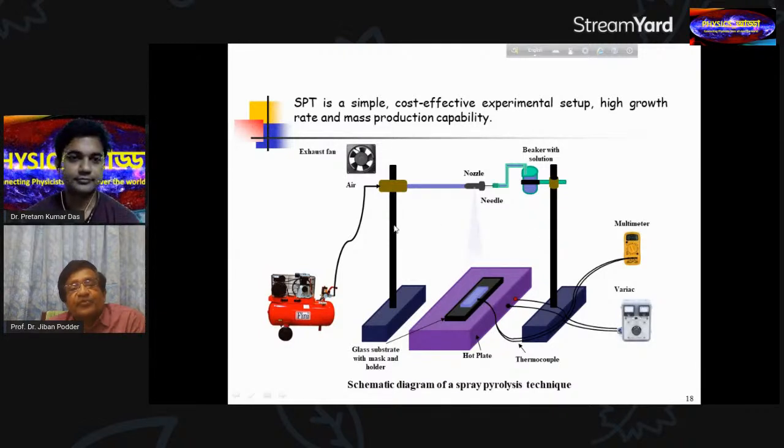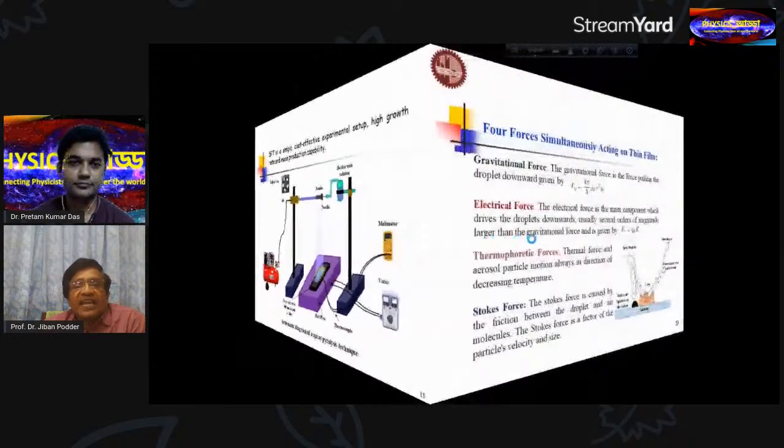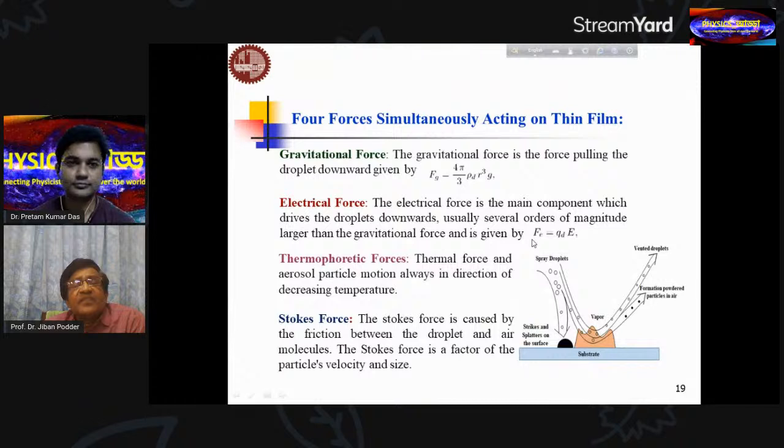And that is the advantage. We don't need the vacuum systems, especially for oxide thin films. That is the advantage of growing oxide thin films by the spray pyrolysis technique. So here, what are the mechanisms of the spray pyrolysis technique?